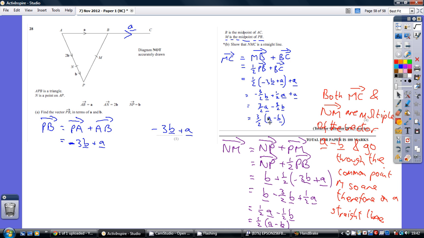Now we've shown what we wanted to, that they're both multiples of the same vector, the vector A minus B, and then we just say they go through the common point M, and that proves they're on a straight line.